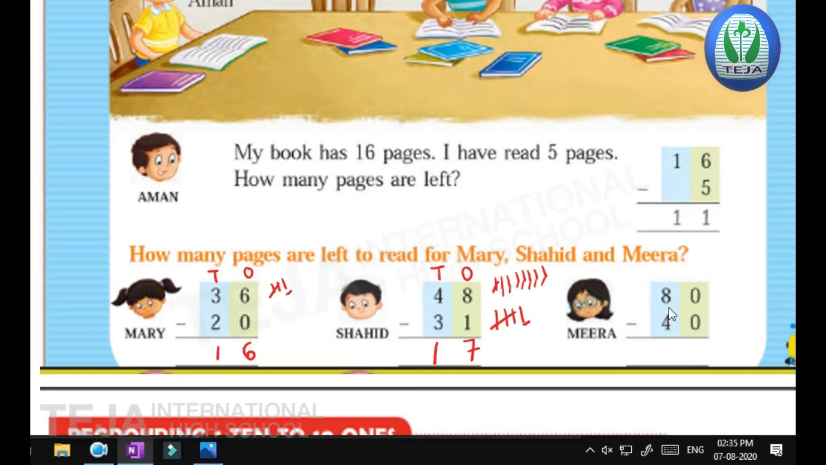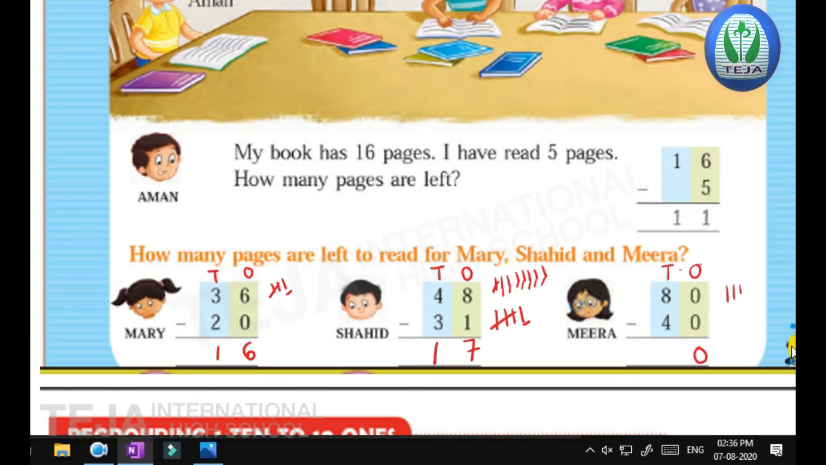Here Meera's book had a total of 80 pages. Out of 80 pages she read 40 pages. Now we have to find how many pages are left for Meera to read. So what do we have to do? Total number of pages minus the number of pages she read. So subtract these two, and we'll get the remaining pages left to read. Okay. So first we'll write the place values, children. Ones, tens. 0 minus 0 is 0. Now 8 minus 4, children.